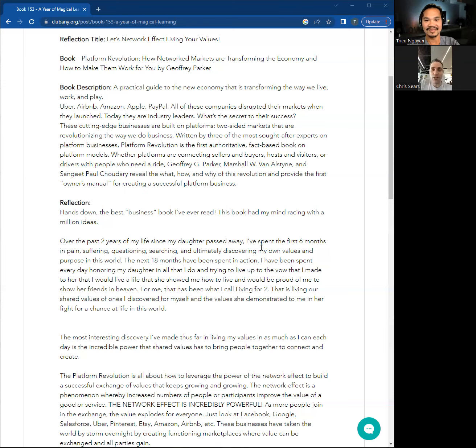We can call this a network effect of both of us living our values. This whole conversation right now, here and now, is the network effect of you and I. We've never even met each other in person, which is insane. I've talked to you probably more than some of my best friends I've had in my entire life, and we've never physically met in person. Talk about the network effect of living your values.